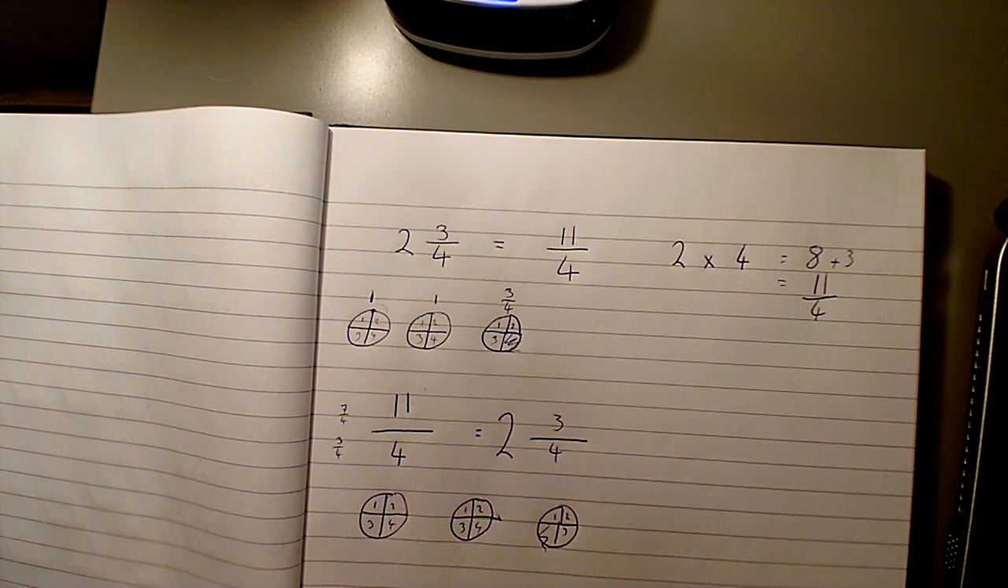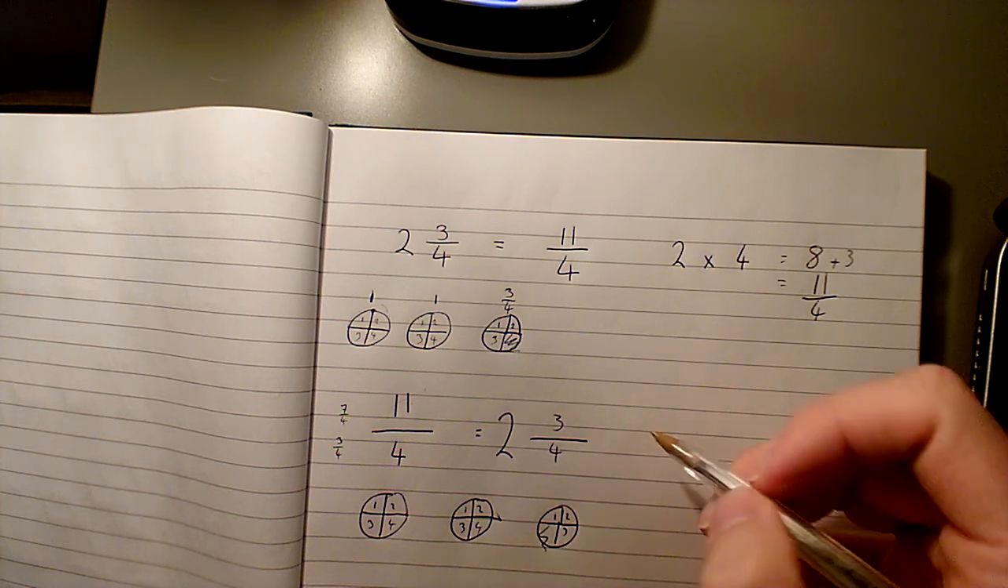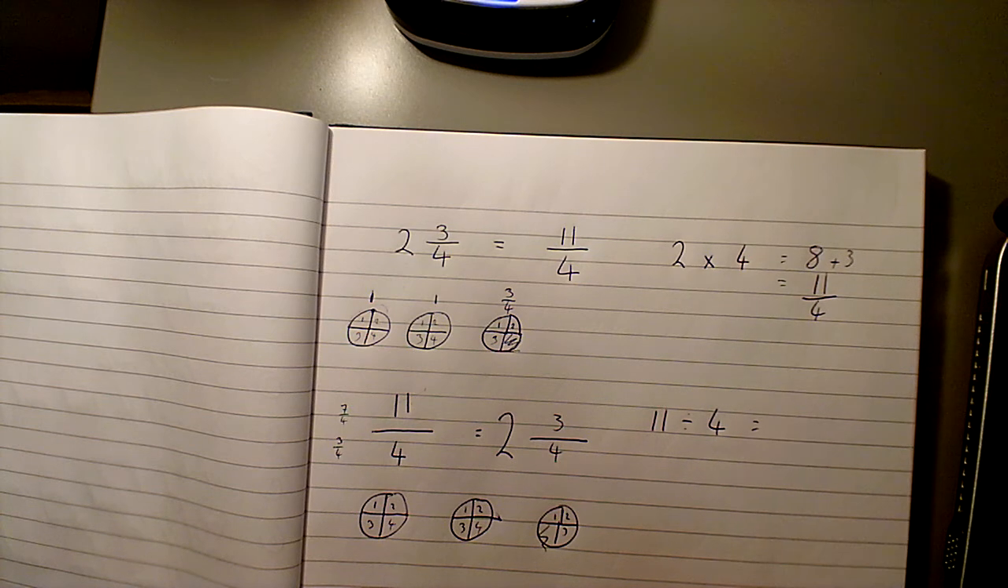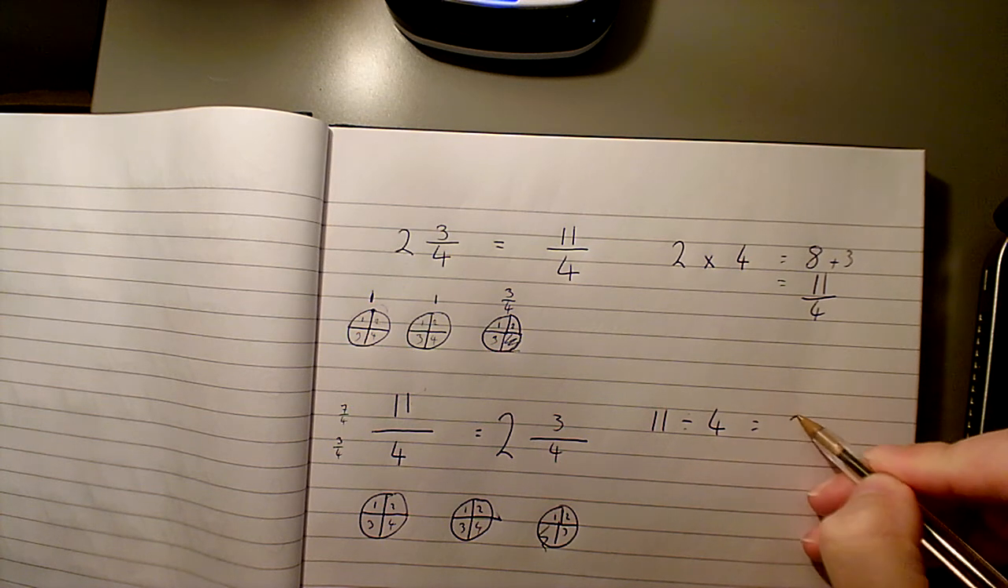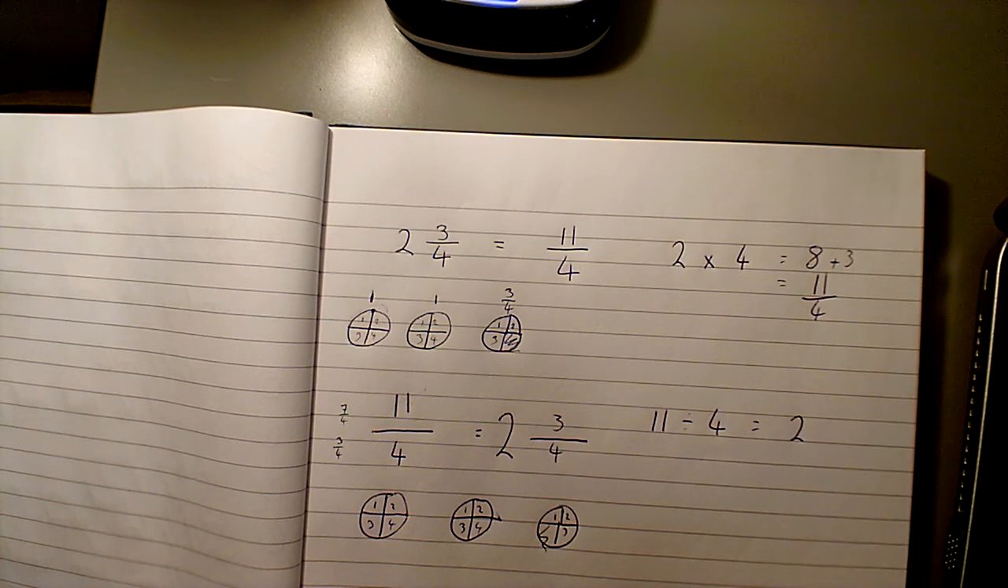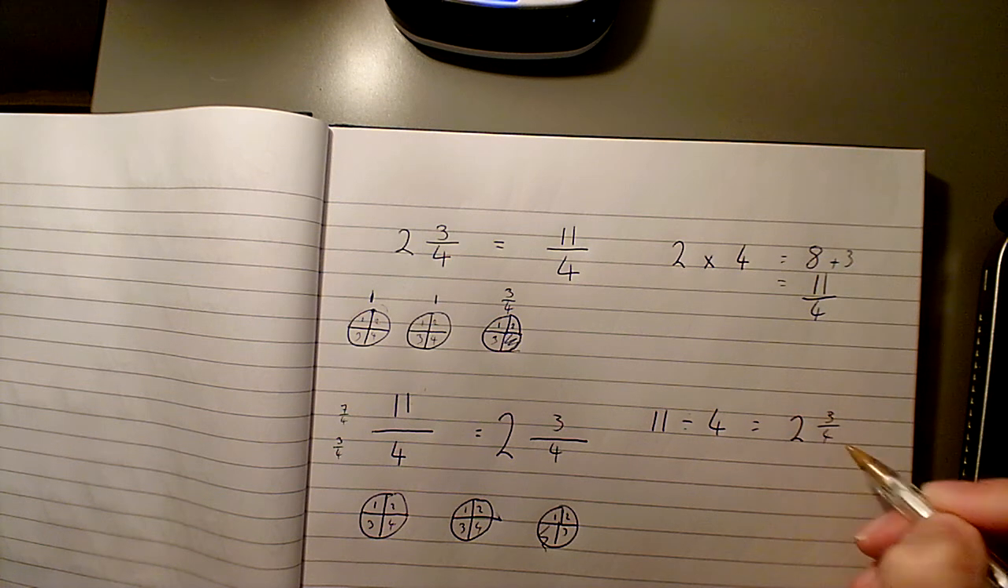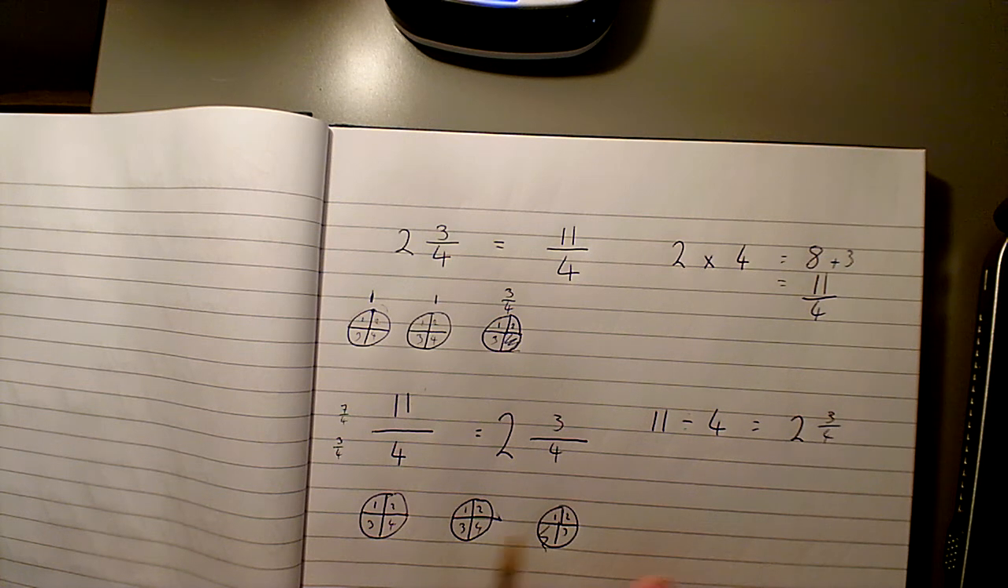Okay, what you can also do is use division. So you could just do it where 11 divided by 4. Okay, and I know I can make 2 groups of 4 out of 11, and I've got 3 quarters left over. Okay, so you can use diagrams to help you. You can also do it this way.